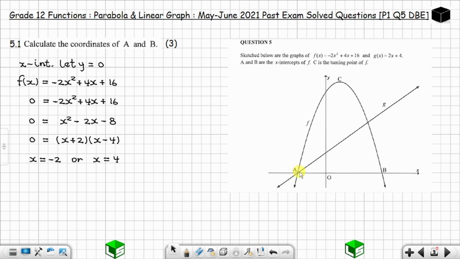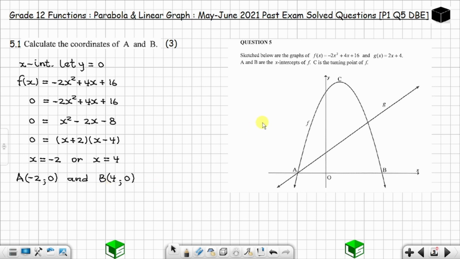You can see A is on the negative side and B is on the positive side. So obviously the x coordinate of A is -2 and the x coordinate of B is 4. So the coordinates of A are -2 and 0. This is the x coordinate and this is the y coordinate, and you know that at the x-intercept, y is 0. And the coordinates of B are 4 and 0. So you have solved for the coordinates of A and B. This is how you do it.